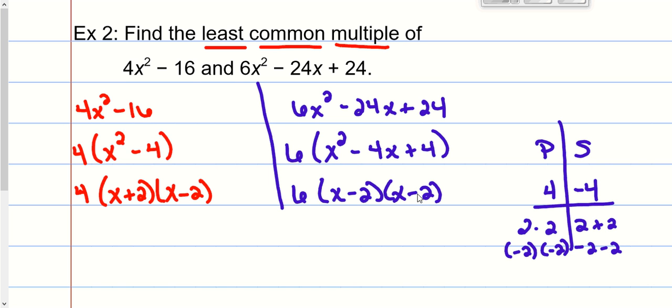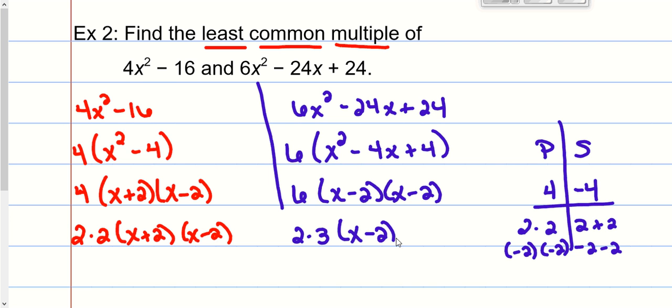All right, so back to what we're trying to do here. We are trying to find the least common multiple. So we need to find what all these two terms have in common first. To do that, I'm going to take this one more step. The 4, I'm going to break down to 2 times 2. And then I have my x plus 2, x minus 2. And on the 6, I'm going to break that down to 2 times 3. And then we have our x minus 2, x minus 2. Everything simplified as much as possible.